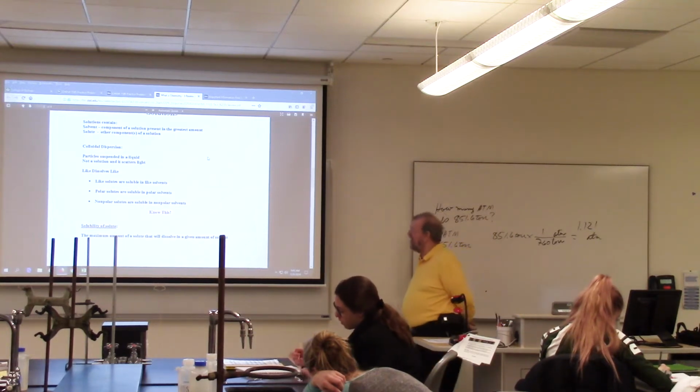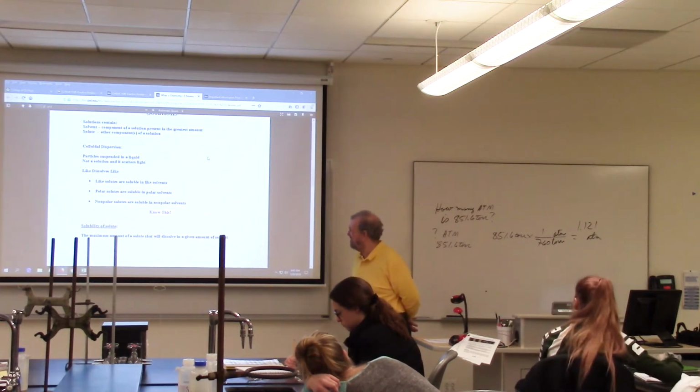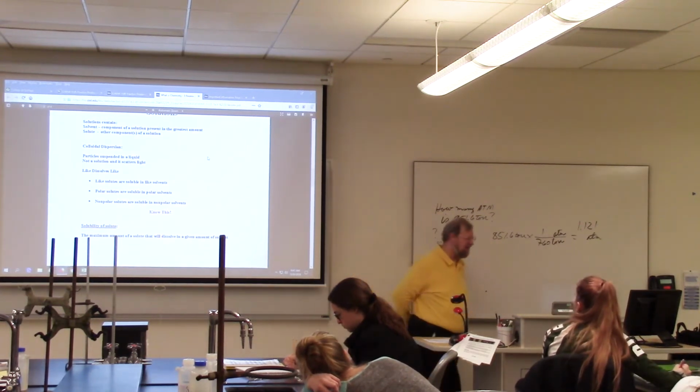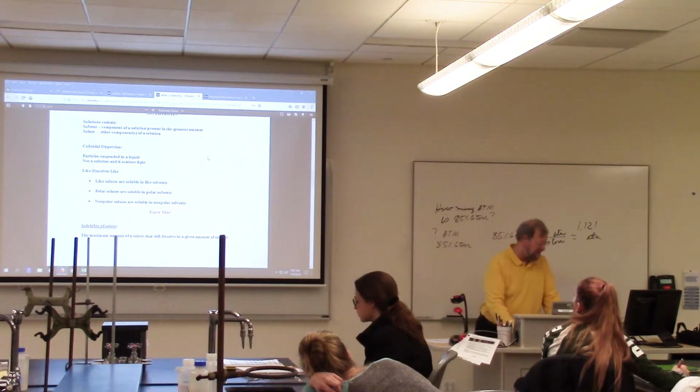Next, we have solubility of a solute. That's the maximum amount of solute that can be dissolved in a given solvent. So when I'm at the maximum amount, I can't dissolve any more. It would precipitate out.